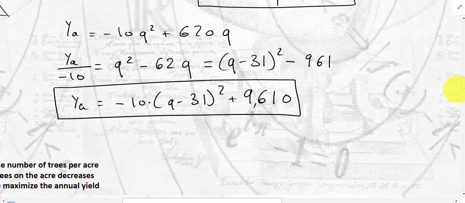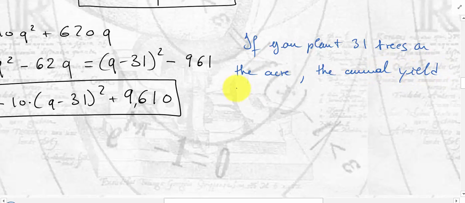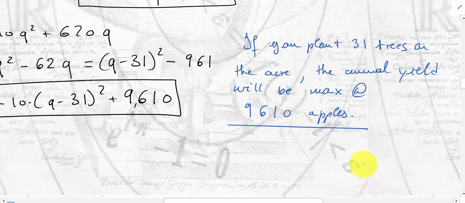All right, so let's answer the problem now. Don't forget, let's answer the problem. If you plant 31 trees on the acre, the annual yield will be maximum at 9,610 what? Apples on the acre every year. Okay, that's it. All right, let's do the last example, example number 5.